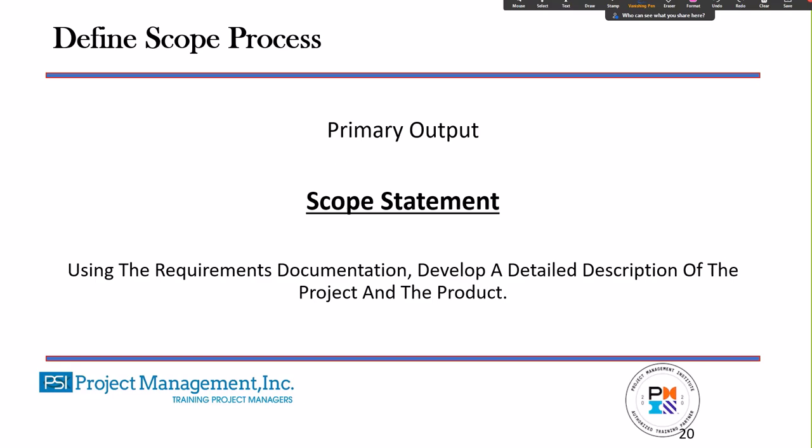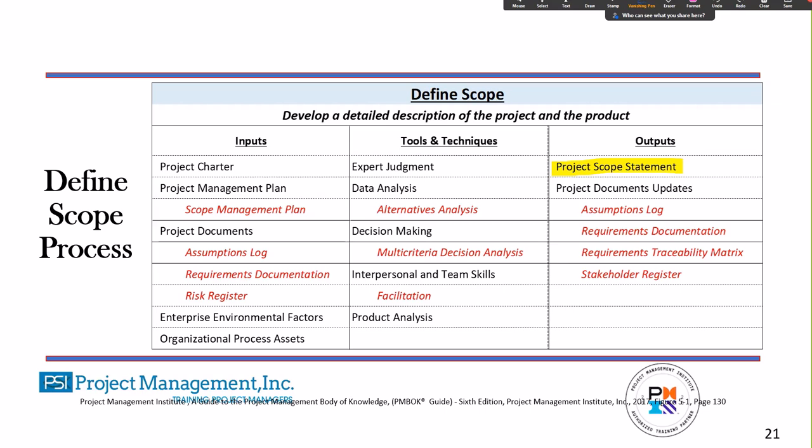So let's go on. Here is the process. And you can see right here, the key to this is the requirements documentation as an input. And we're going to establish a lot of different things based on the analysis that we do with the tools and techniques. And we have a project scope statement as the output.